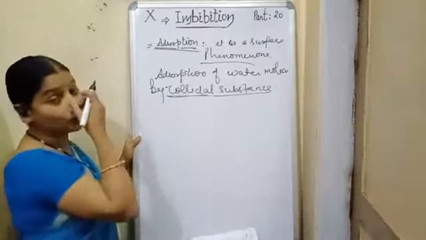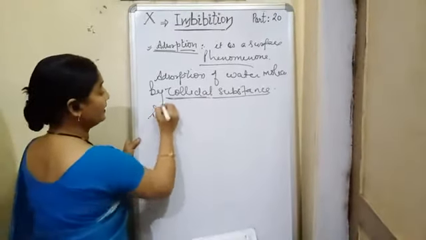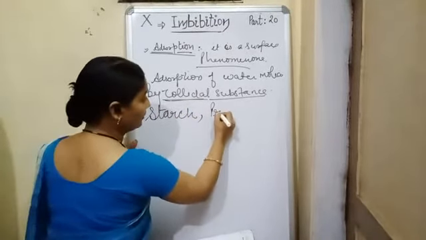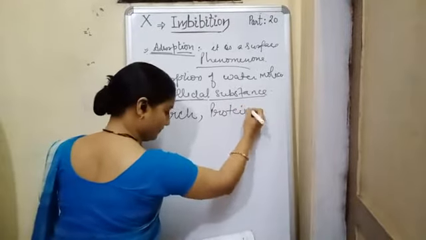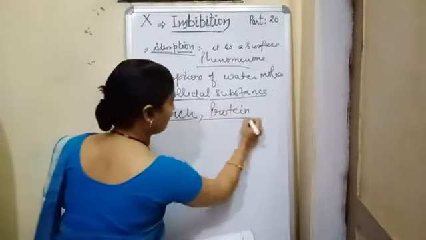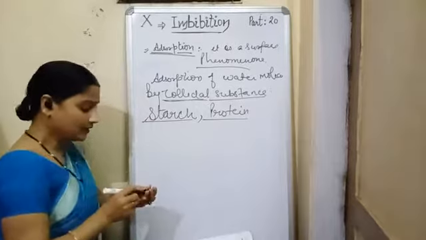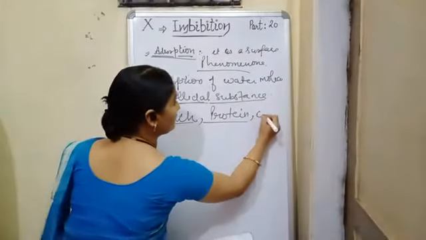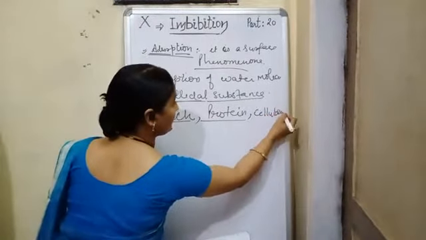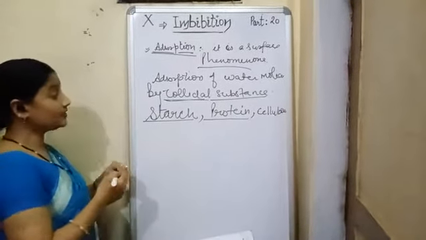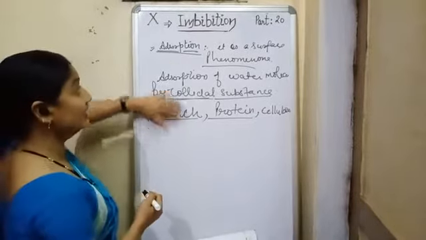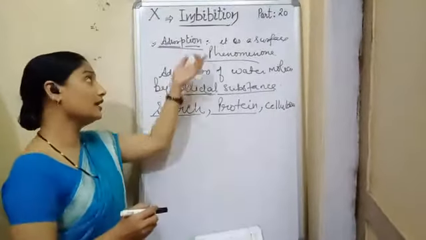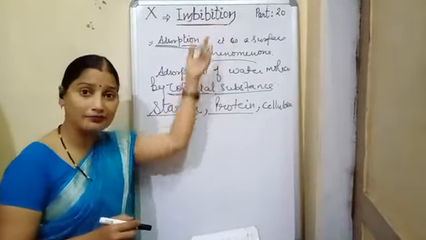And what are those colloidal substances? Substances are starch, proteins, clear? These are the substances. Cellulose, even we can write. These are the substances on which we can see the adsorption. Clear? So this is the phenomena, and the phenomena is called imbibition.